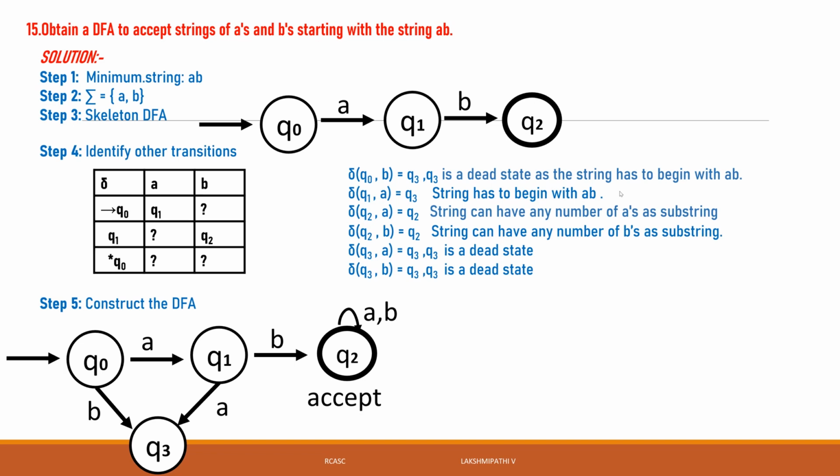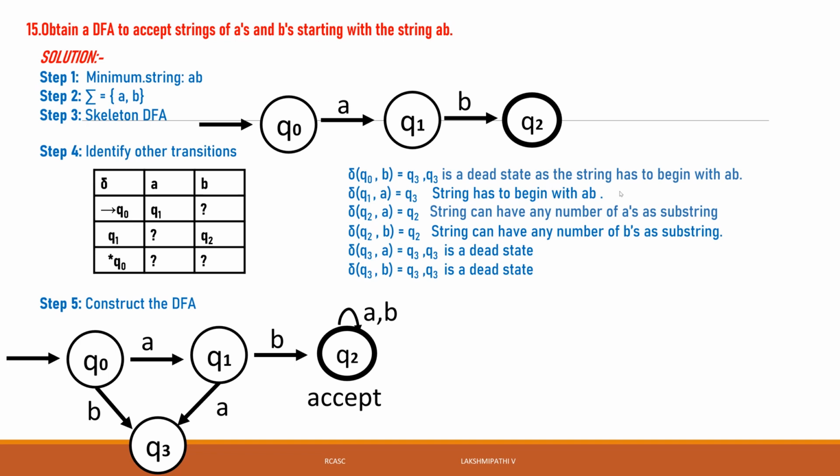The string can repeat any number of symbols, and it will be in the q2 state only. The string starts with ab, then ends with any number of a's, or any number of b's, or one a one b, anything will be accepted, because we have given the loop here. q2 of a comma b will be looping. It will keep repeating after continuing the ab.